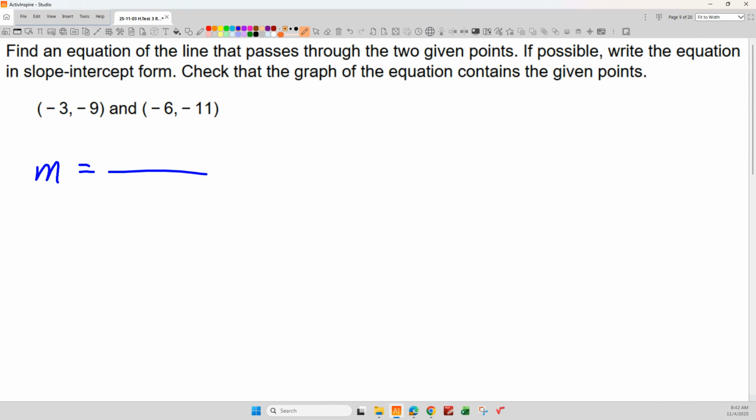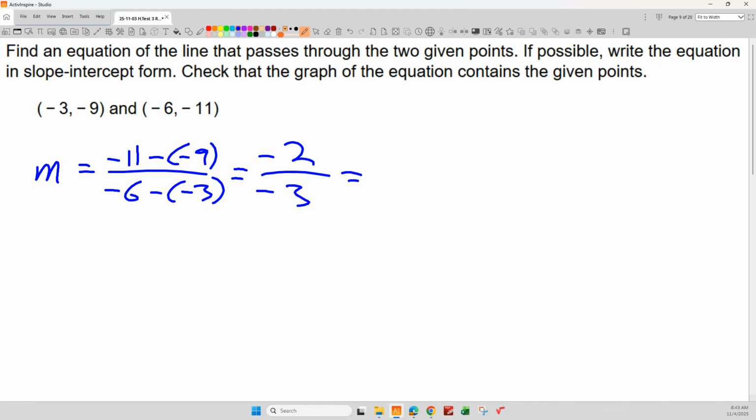Okay, good. I've got to subtract the y coordinates. So we're going to do -11 minus -9. That's fine. If we're going to do the coordinates in the second point minus the first point, that's totally fine. We just have to be consistent with the x's. So what would we get on the bottom then? -6 minus -3. And what's that give us? On the top, we get -11 plus 9 is -2. -6 plus 3 is -3. So what's our slope? 2/3.